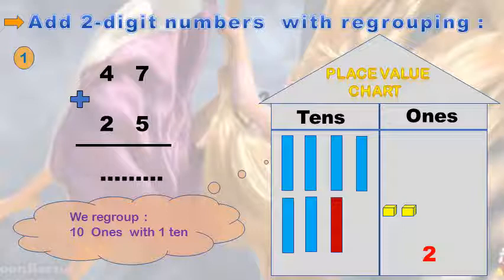What about the tens? Let's count the tens together. I'm going to have 7 tens. Then the number here is going to be what? 47 plus 25 equals 72. What did I do here? I regrouped the ones into tens. Let's move to another example. We are going to add 2-digit numbers with regrouping again.